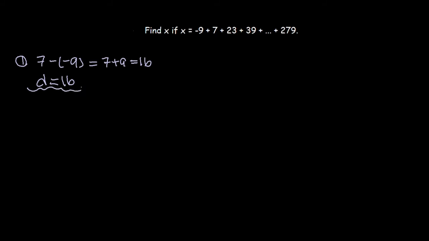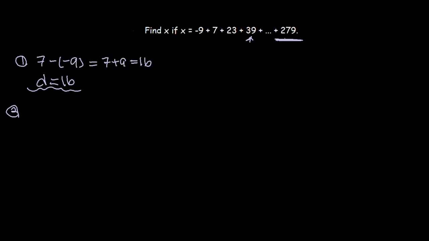What do we do next? We must find how many terms there are in the sequence. But how are we supposed to find that? Are you literally going to go and add 16 to 39 and add 16 to the next term all the way until you get 279 to see how many terms there are in the sequence? No, you're not going to do that because that's going to waste you too much time.